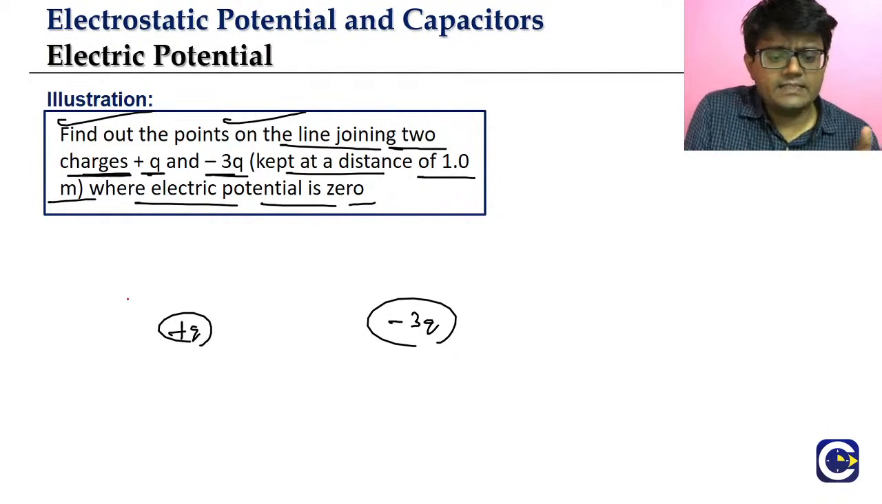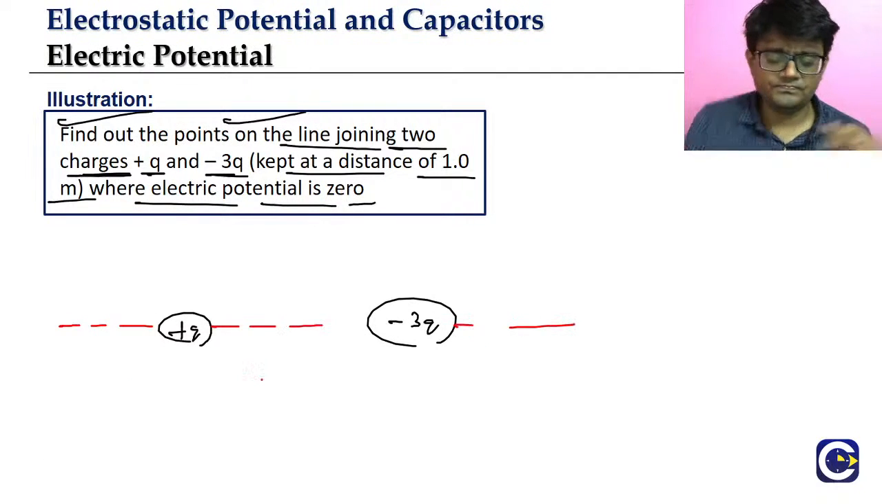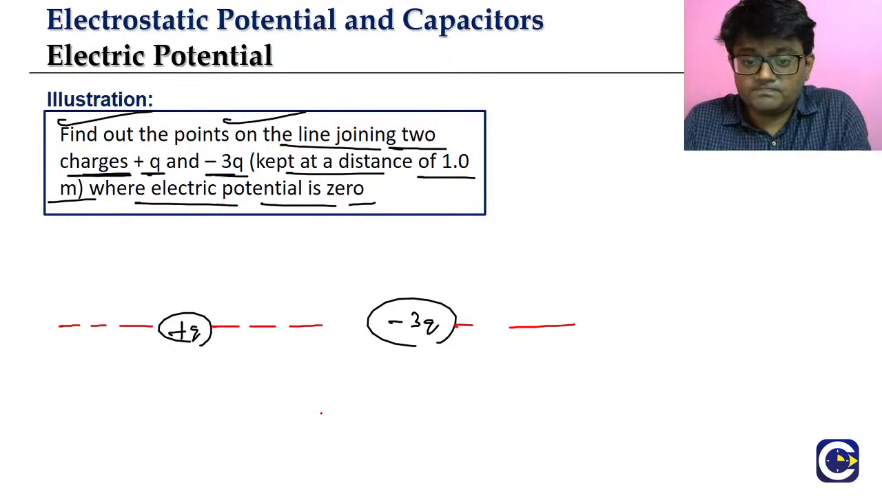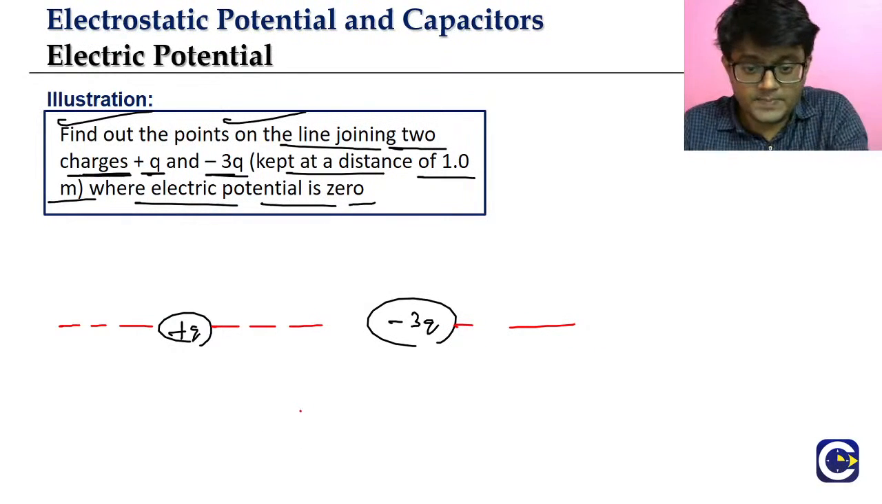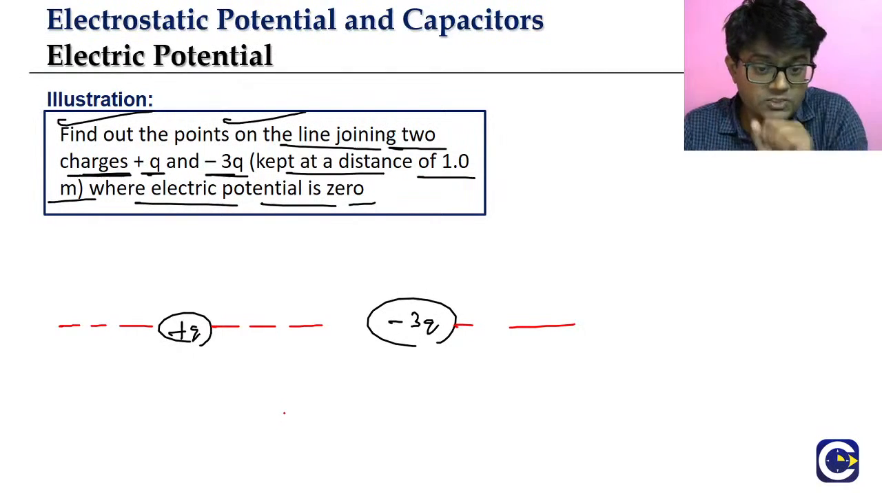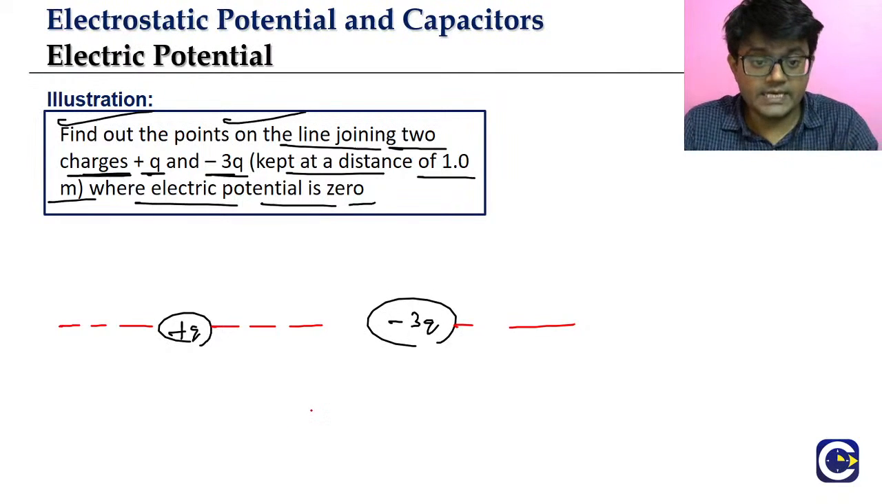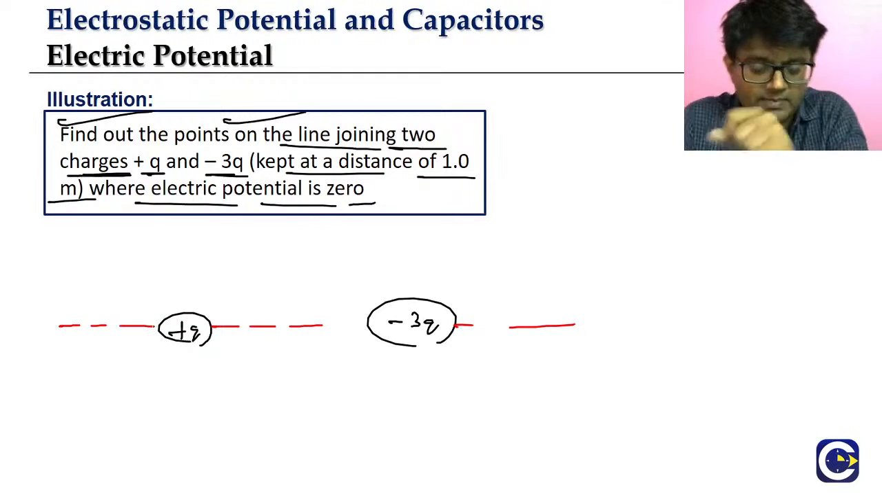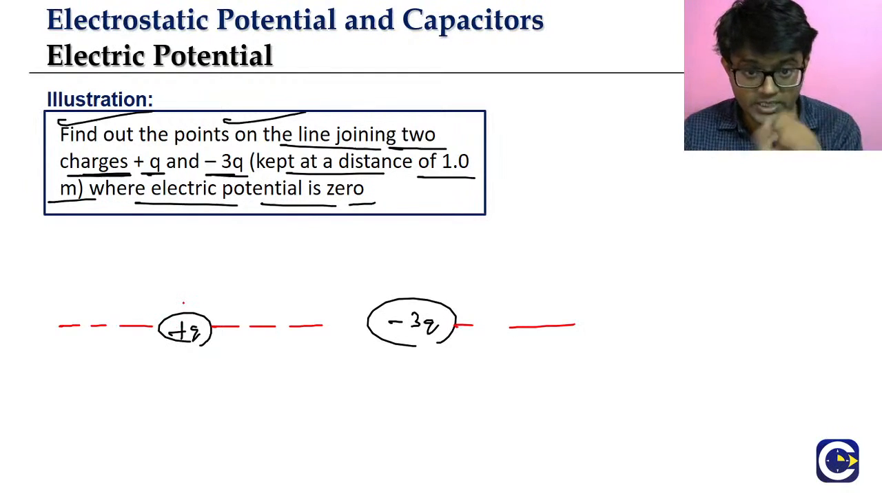Now take for example, we are given a plus q and a minus q. There can be many points in the space where the potential can actually become 0. But what are they asking? The points on the line joining the two charges. On the line, the points on the line joining the two charges.